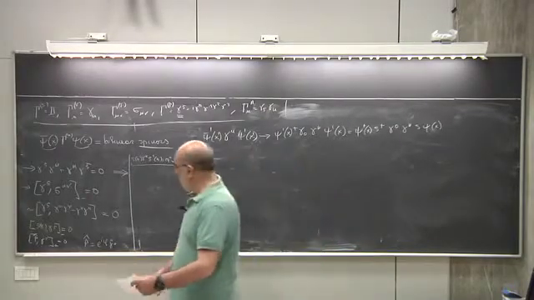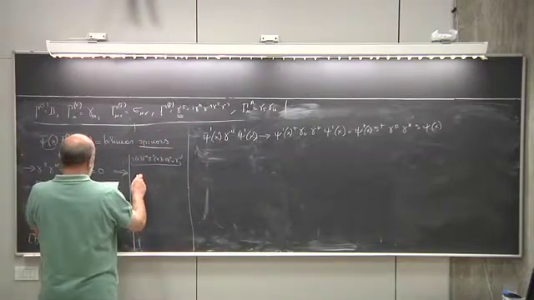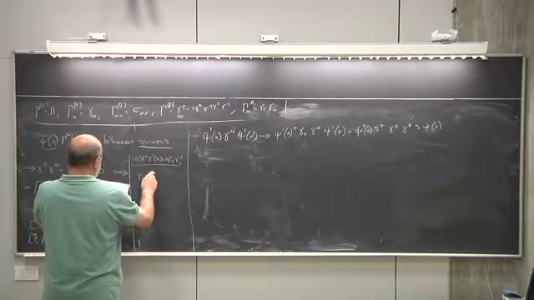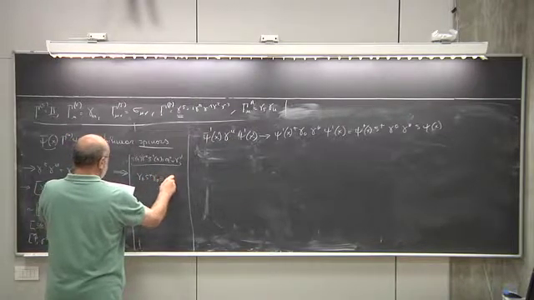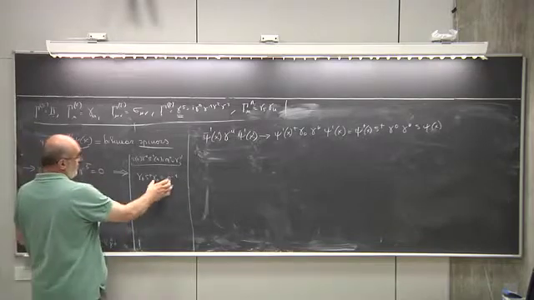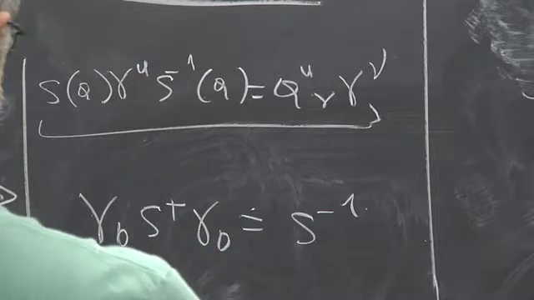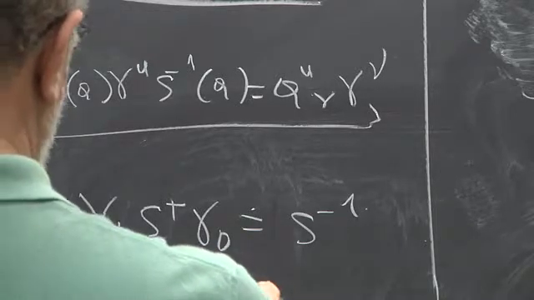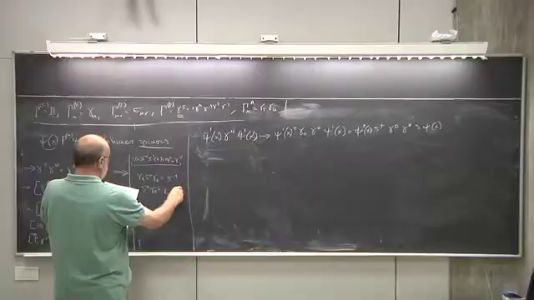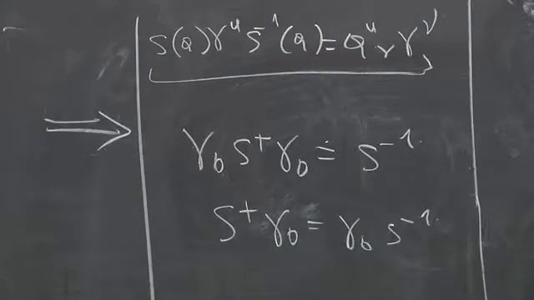And we also have the other relation, that is gamma 0 S dagger gamma 0 equal S to the minus 1. That is the one that we used before, in a different form; we brought the gamma 0 on the other side. That means this is S dagger gamma 0 equal gamma 0 S to the minus 1. Okay, so now let's start doing things around.